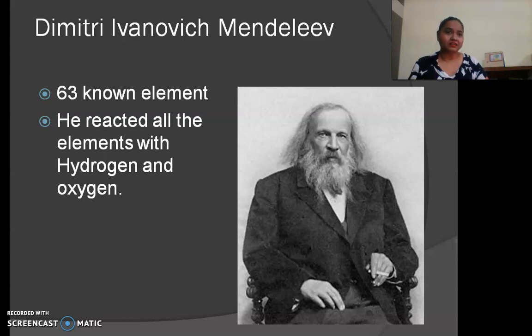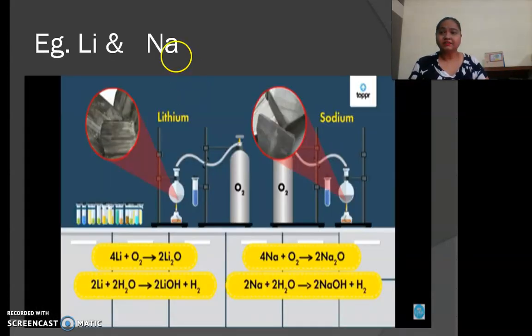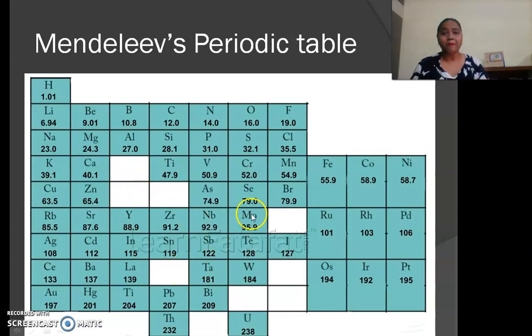Let us consider an example. Let us take lithium and sodium. Both are soft and shiny. When these were reacted with oxygen, they formed oxides, while when they were reacted with water, they formed hydroxides. Both of these had similar properties, hence they were placed together in the same group. This is how Mendeleev started to table the elements.